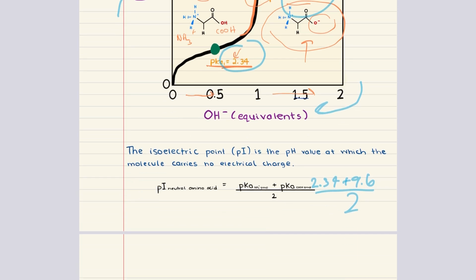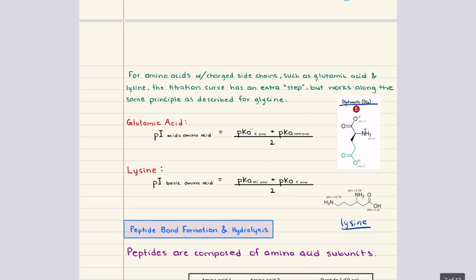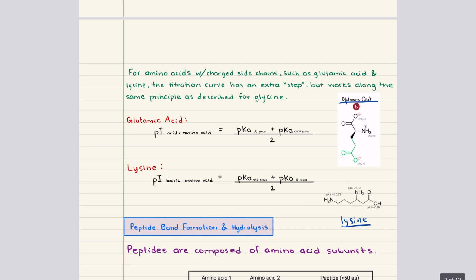But for amino acids that have ionizable side chains like glutamate or lysine, the titration curve has an extra step. And that's because they have 3 ionizable groups, not just 2. But what does that mean for the way we calculate pI? Let's start with glutamate first as an example. It has 2 carboxyl groups, one on the backbone and one on the side chain. And it also has, of course, its amino group.